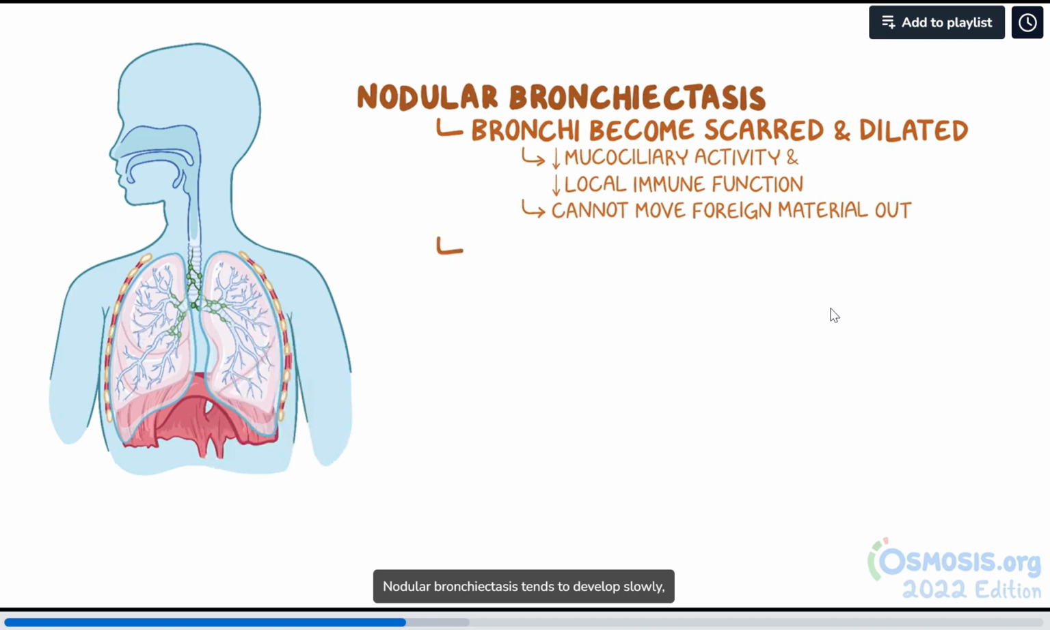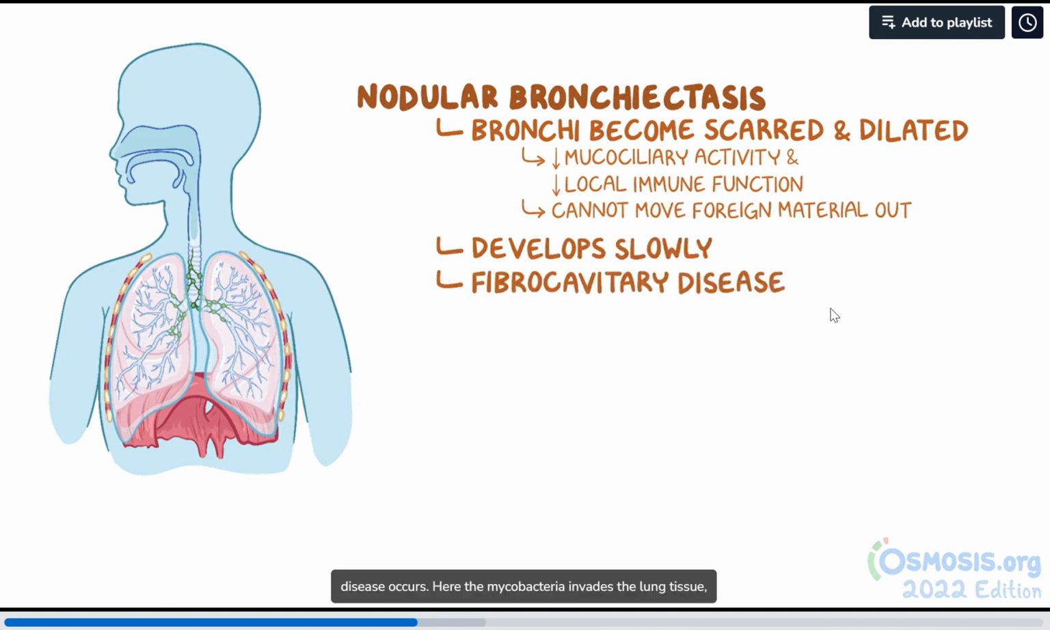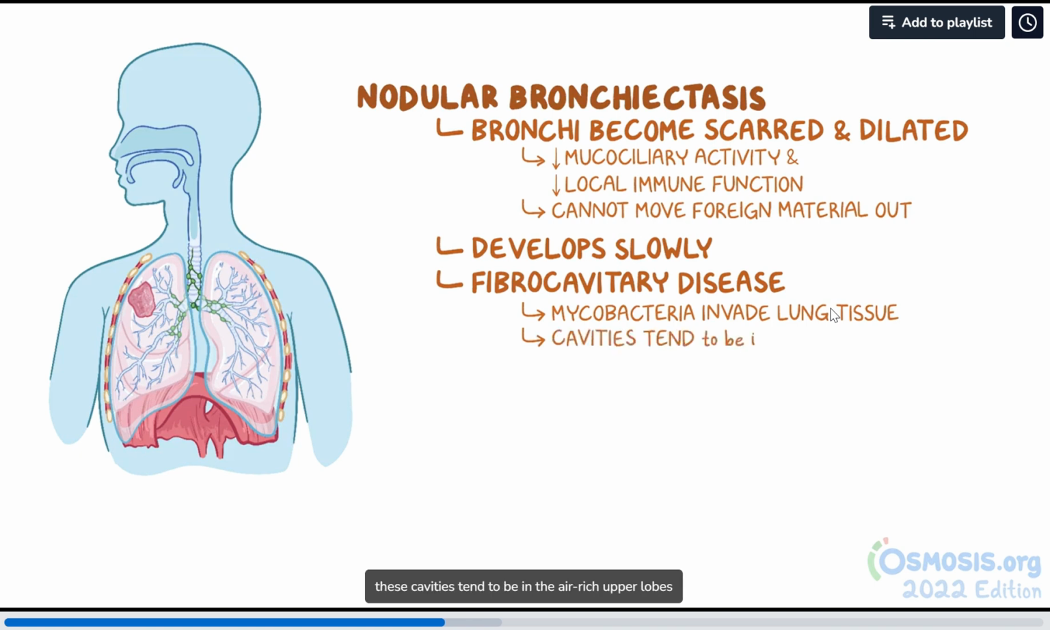Nodular bronchiectasis tends to develop slowly, but in some cases, the more aggressive and severe fibrocavitary disease occurs. Here, the mycobacteria invades the lung tissue, causing damage, severe fibrosis, and formation of cavities, much like tuberculosis. Since MAC are aerobic organisms, these cavities tend to be in the air-rich upper lobes of the lung.